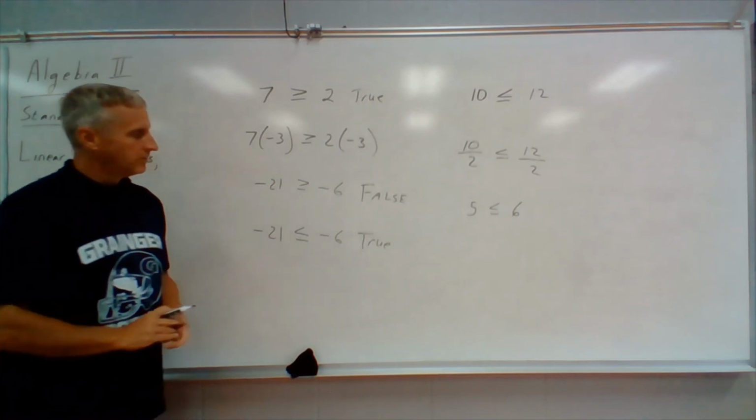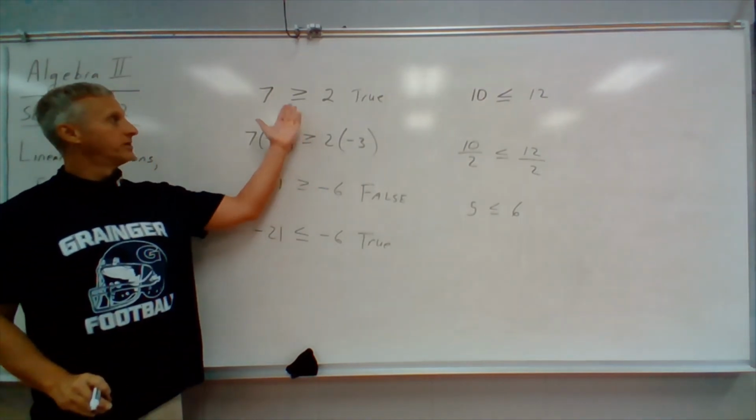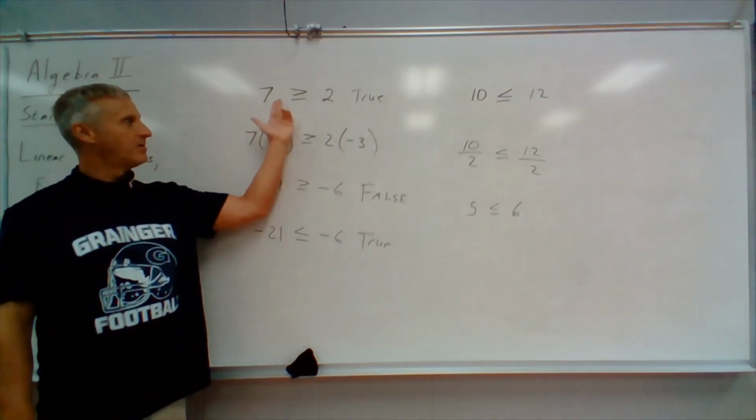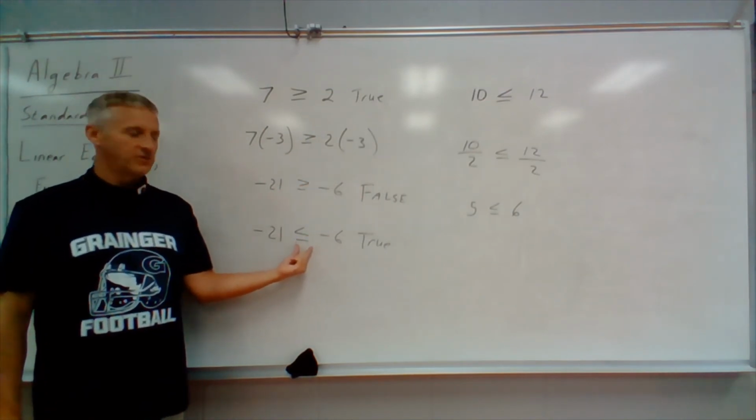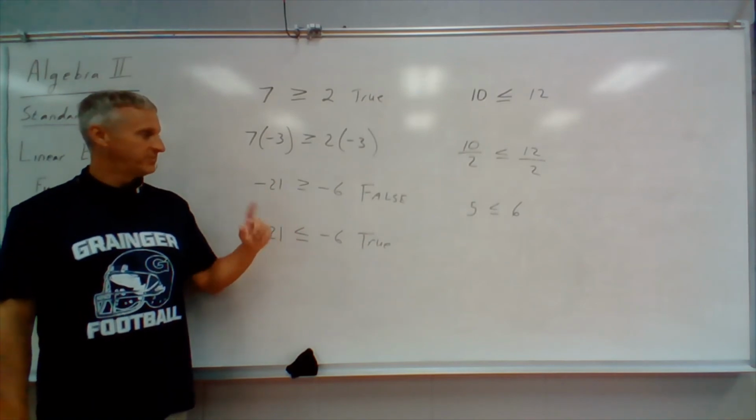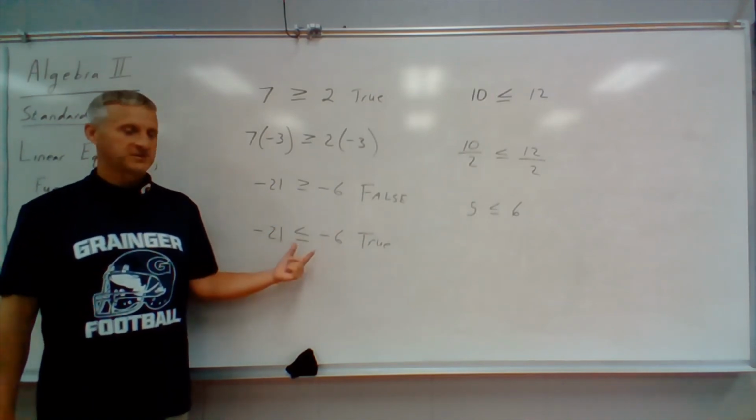And that's always going to hold. If I have an inequality and I multiply both sides by a negative number, I'm going to have to change the way that my inequality points. I'm going to have to flip it, because if I don't, it's going to be a false statement. Okay, let's look at another example.